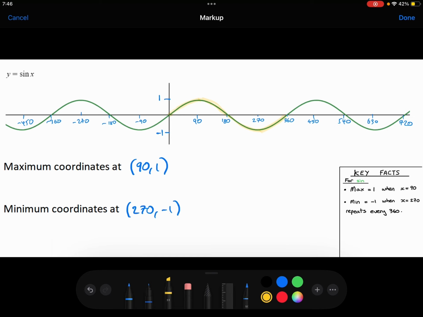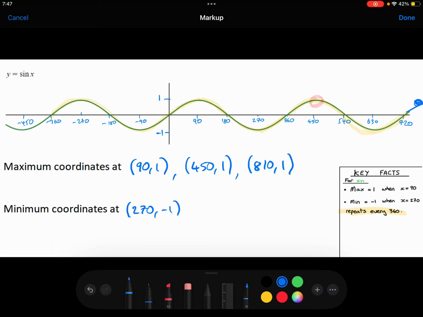And we know that the sine graph is going to repeat every 360 degrees. We've got another cycle of 360 degrees here, and there's another one down here. Every 360 degrees we'll have another cycle, which means that I can find other maximum coordinates by just adding 360. So 90 plus 360 is 450. That's this maximum point here. I could find another one by adding another 360. 450 plus 360 is 810. That would be another maximum coordinate over here.